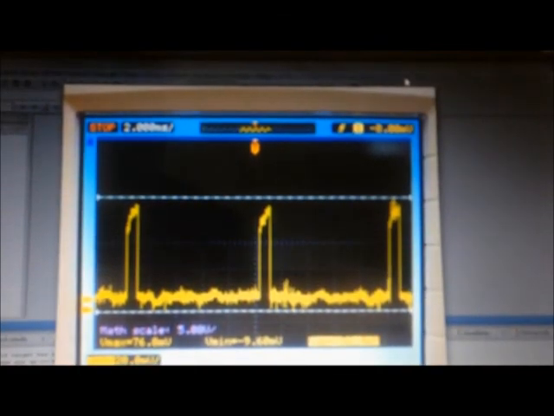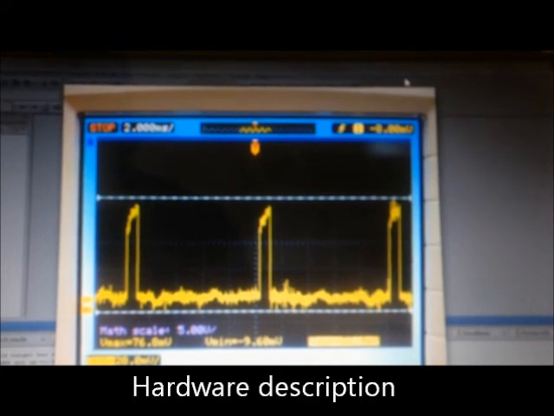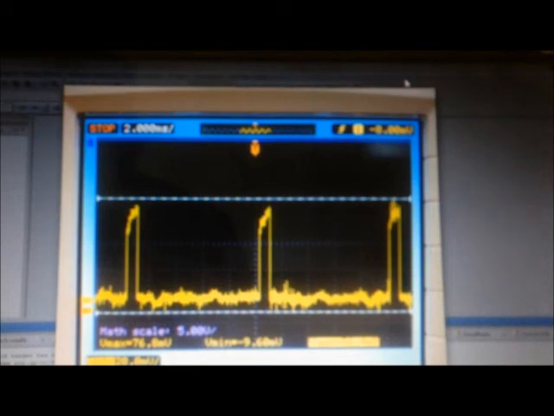Now I begin with my hardware description. My hardware consists essentially of two components, a driver circuit board and the LED scroll panel. Firstly, I would like to discuss the driver circuit board.